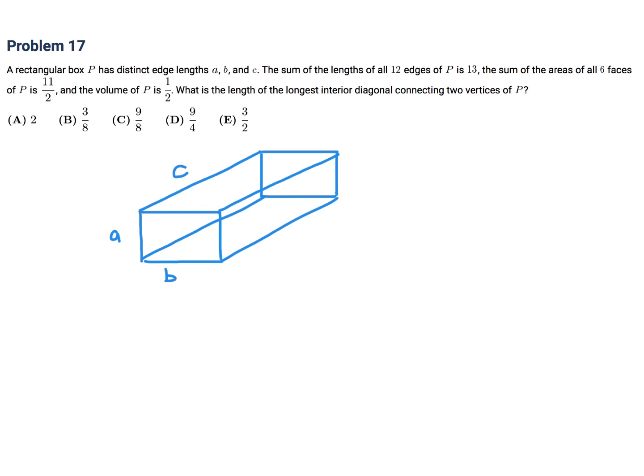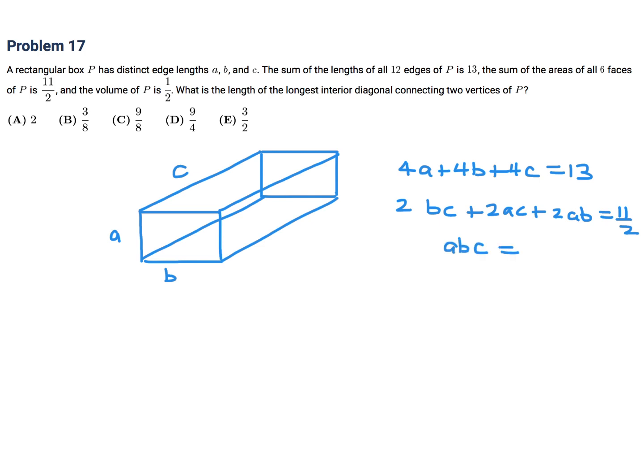The sum of the lengths of the 12 edges means that's going to be 4A plus 4B plus 4C. Just interpreting the sentences into an equation. The sum of the areas of the 6 faces is 11 over 2, so that means 2BC plus 2AC plus 2AB is 11 over 2. And the volume is a half, so A times B times C is a half.